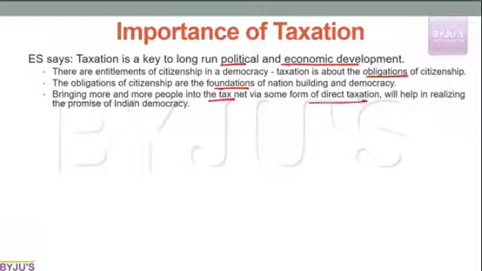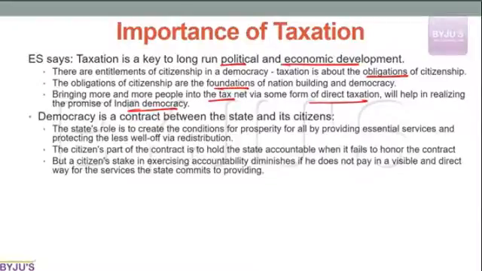Now more and more people into the tax net, especially through direct taxation, will help in realizing the promise of Indian democracy, because people are now more invested in the democracy. They feel they are part of the democracy. Now there is a contract here, right? People are giving money to a state. The state has to deliver services in return. So essential services have to be given, and the less well-off have to be protected. If most of it goes to the well-off, again legitimacy comes down.